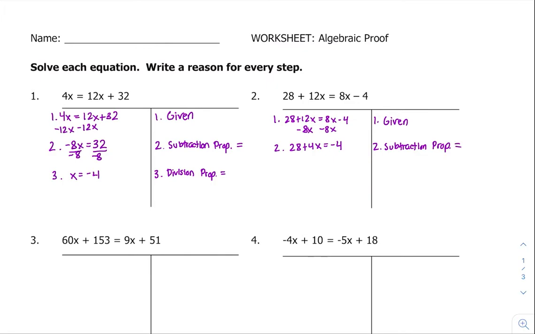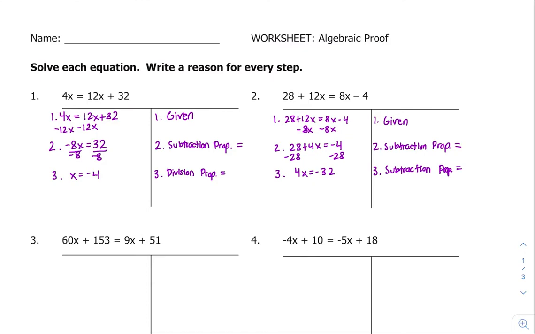Next, I want my constants, or the terms that don't have a variable, to go on the right-hand side of the equal sign. So I'm going to subtract both sides by 28. So I'm going to get 4x is equal to negative 32. Reason, subtraction property of equality. What I did to one side, I did to the other by subtracting both sides by 28.